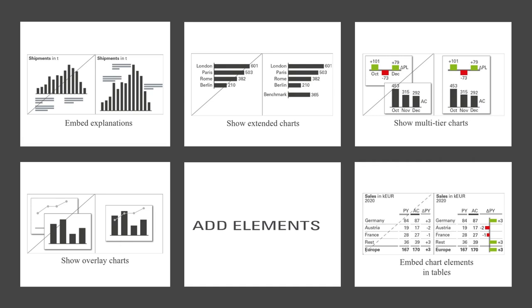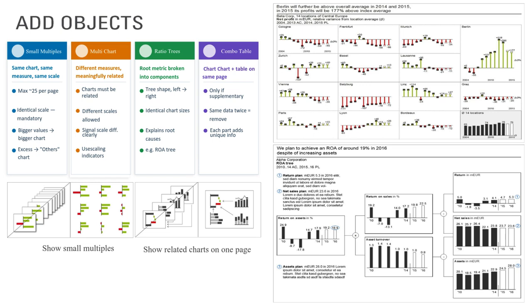Extend charts by adding benchmarks or targets, turning simple data into meaningful evaluation. Use multi-tiered charts to combine values and variances in one view, showing performance and context together. Overlay charts combine different measures using bars and lines, revealing relationships instantly. Embed chart elements in tables by adding visual cues like color bars, enabling quick pattern recognition while keeping precise numbers.